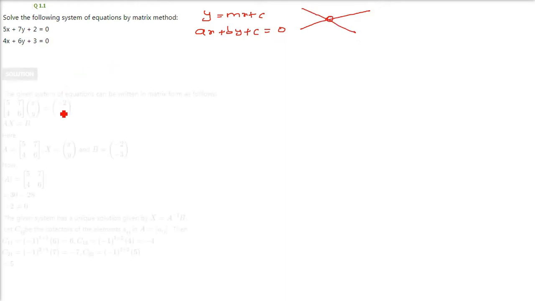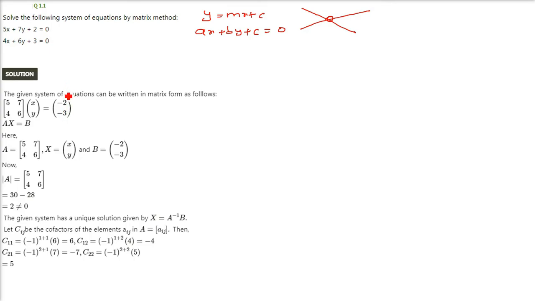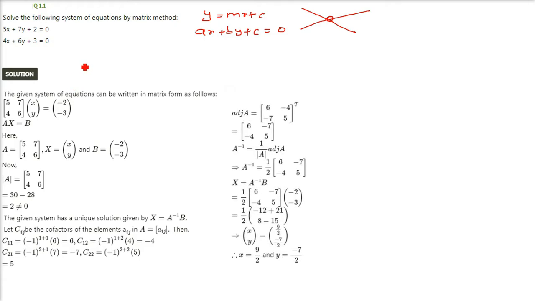So how do we use the matrix for that? This matrix has to be formed. How to form this matrix using this system of equations? Step by step we will know how to solve this question. So first, how to write this equation.